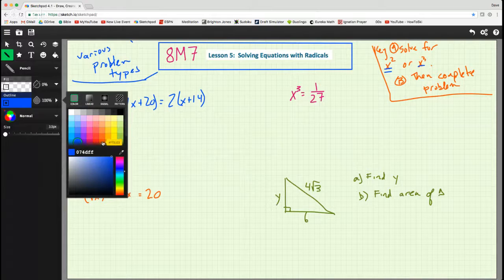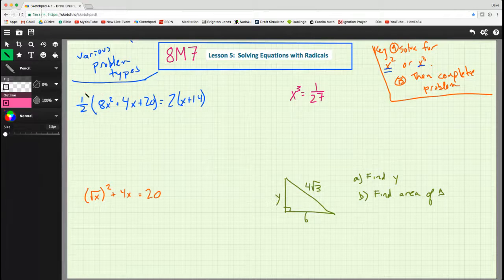Let's solve this one in light pink. Okay, so we're going to distribute, and then we're going to see where we get. A half of 8x squared is 4x squared. Half of 4x is 2x, and a half of 20 is 10.